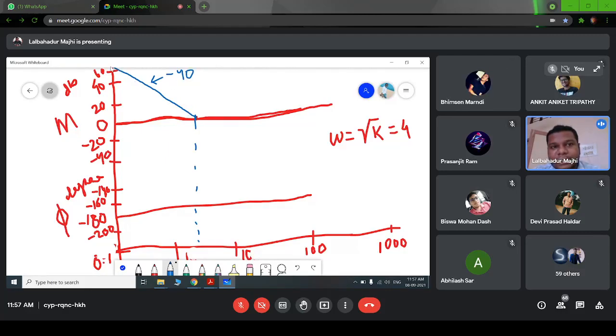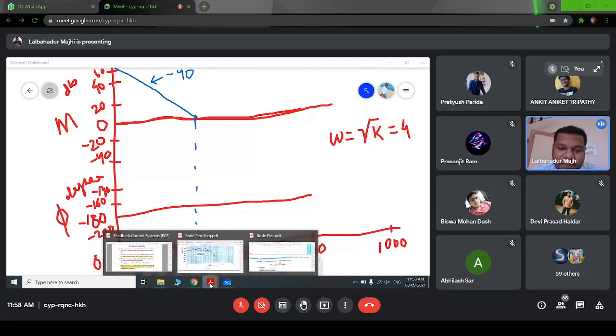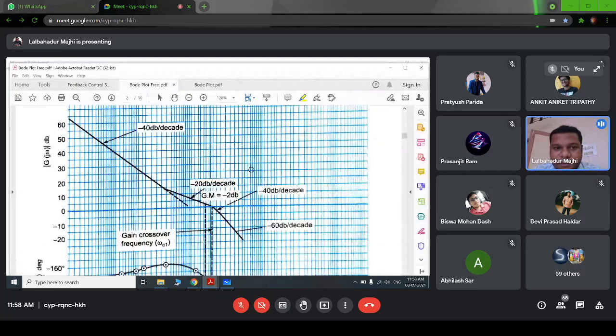Now this point is our starting point, because we cannot determine the starting point directly for a system higher than type 1. Only for a type 0 system can we calculate the starting point. So from omega equal to 4 at the 0 dB axis, we have to draw a minus 40 dB per decade slope towards the y-axis. Now this will be the intersecting point. Next, see this is our initial slope. So let's see what our corner frequencies are.